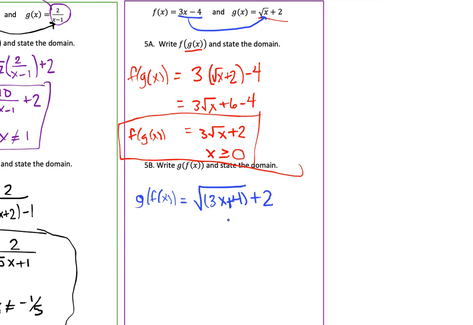And then I just need to write my domain. Under the radical has to be positive, so 3x plus 4 has to be greater than 0, or equal to, I guess. I'm going to solve for it, so I'll subtract my 4 and divide by my 3. So x has to be greater than or equal to negative 4 over 3, and that would be my domain for this.